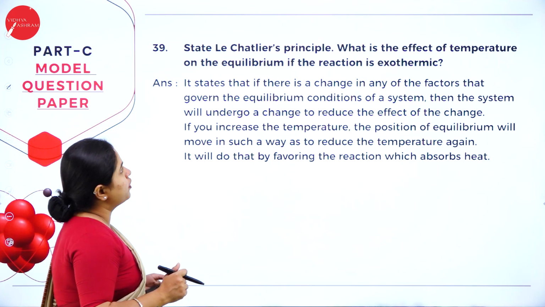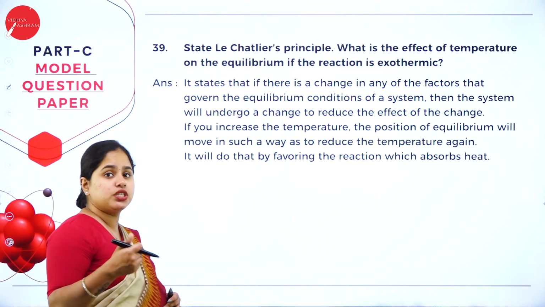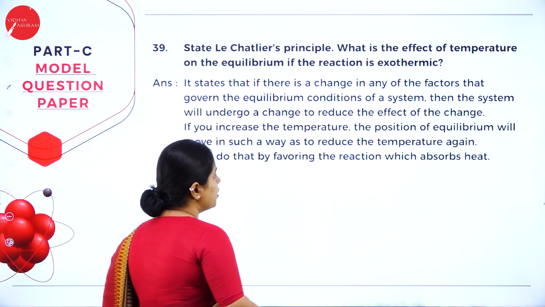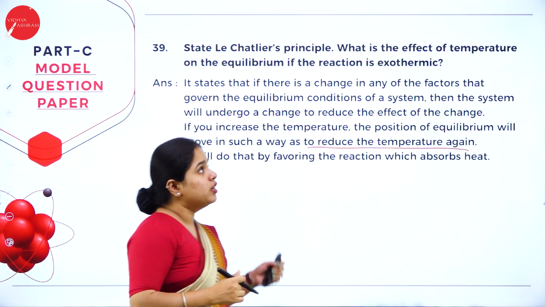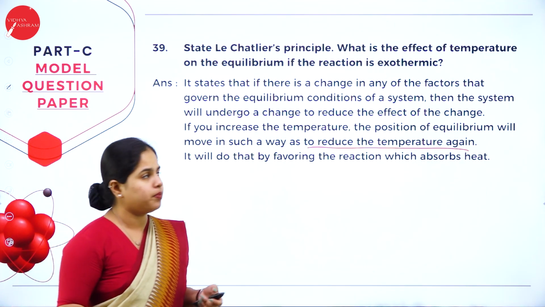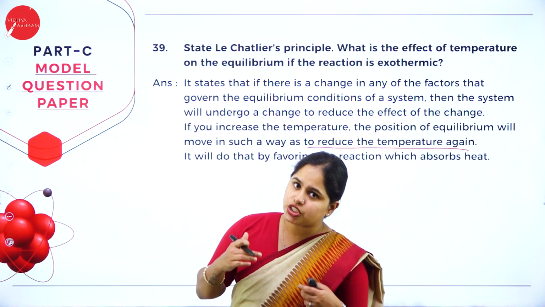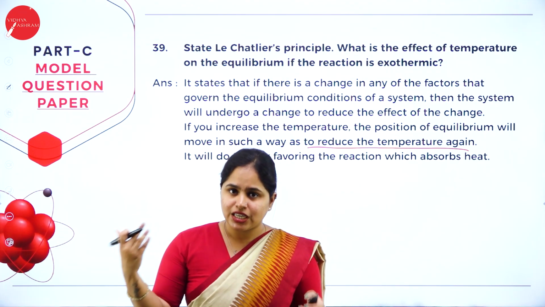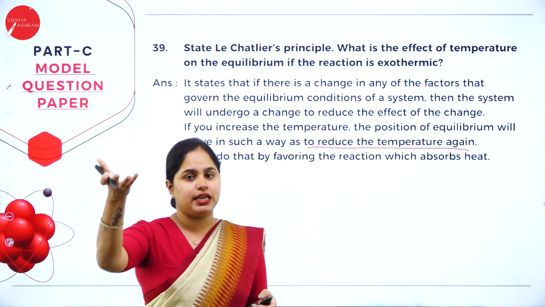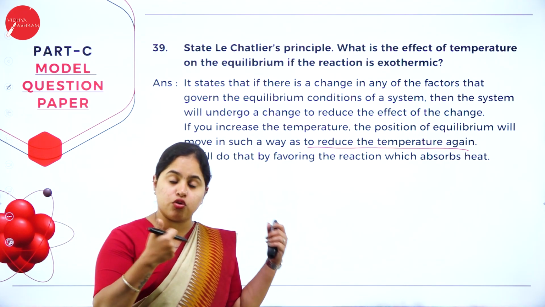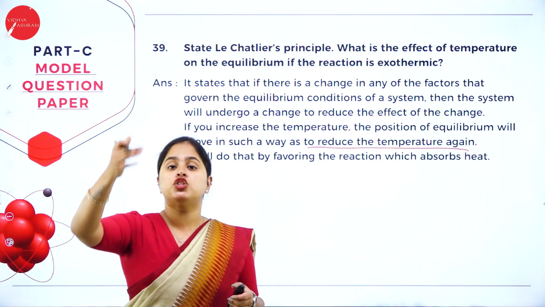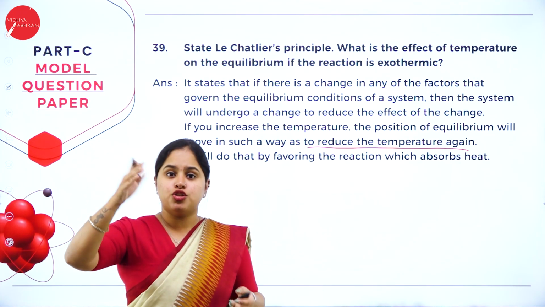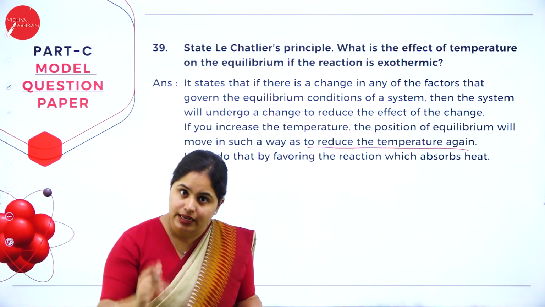Now, the next part: what is the effect of temperature on equilibrium if the reaction is exothermic? If you increase the temperature, the position of equilibrium will move in such a way as to reduce the temperature again. Reaction is exothermic means it is giving away heat. That means the temperature is going to increase. So if the reaction is happening and the temperature is increasing, what will happen to the equilibrium according to Le Chatelier's principle? The system will try to decrease the temperature. It is an exothermic reaction, so temperature is increasing. To neutralize that effect, the system will try to decrease the temperature.